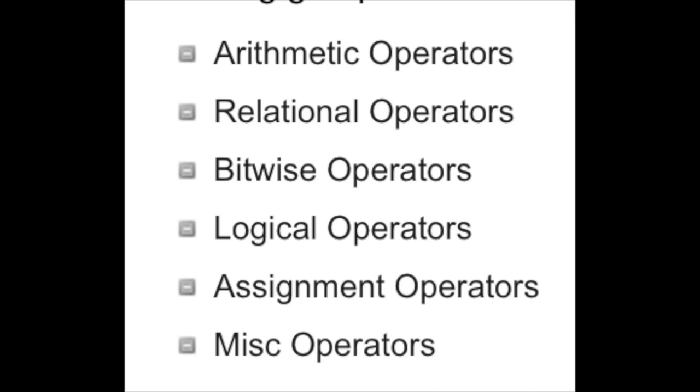So there are 6 different types of Java operators: arithmetic operators, relational operators, bitwise operators, logical operators, assignment operators, and miscellaneous operators. Even though the question that we'll be going over later in this video only talks about assignment operators, we will be revising all of them before we start.